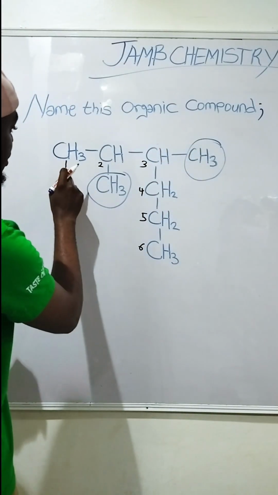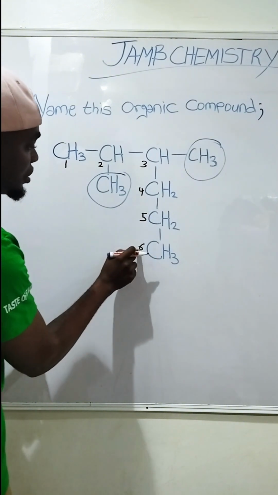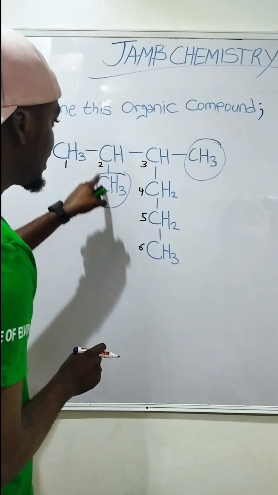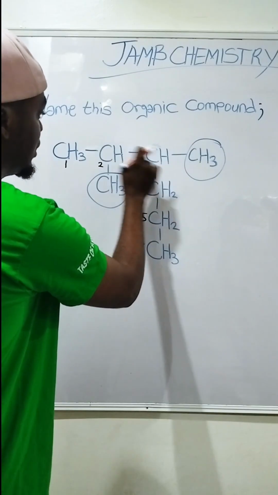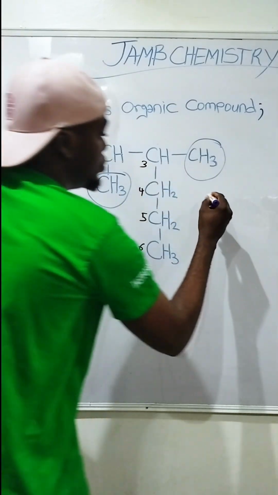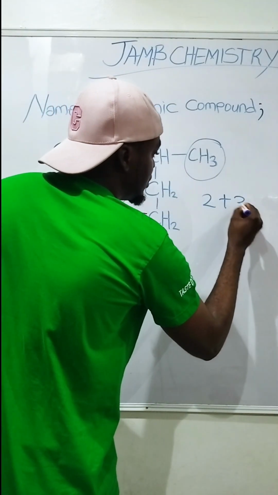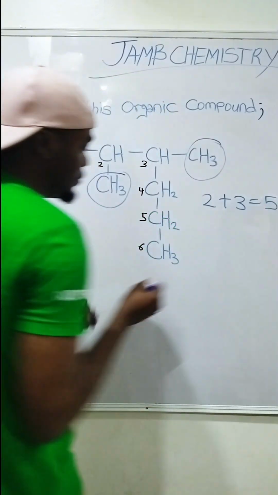So you count from this direction. This is 1, 2, 3, 4, 5, 6. You notice that these substituents are on carbon 2 and on carbon 3. So you do 2 plus 3. That will give you 5.